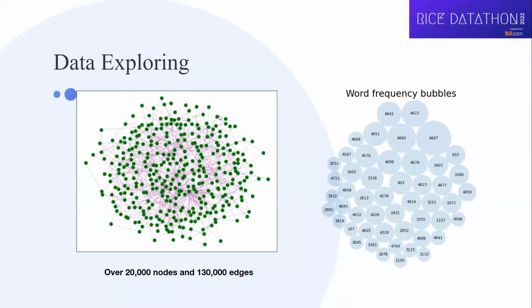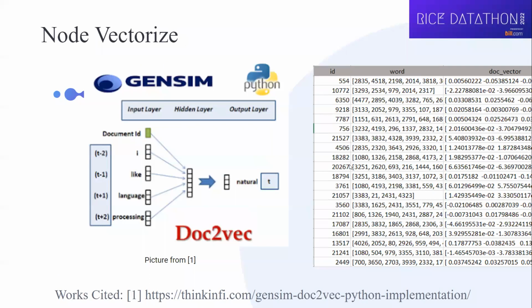So here is the data exploration. The data is from build.com. You can see that there are many nodes and edges, and here is just part of them. And here are the word frequency bubbles. Because each node consists of some different features, and each feature has a number, you can see that as a one-hot model. But the one-hot model is very complex, especially as an input of a neural network.